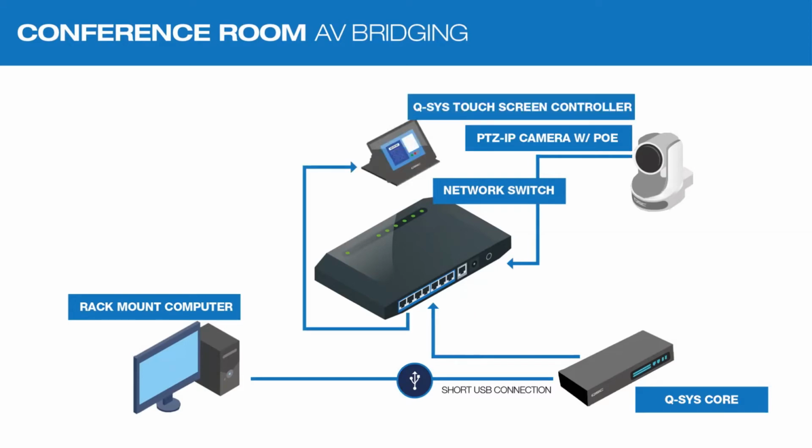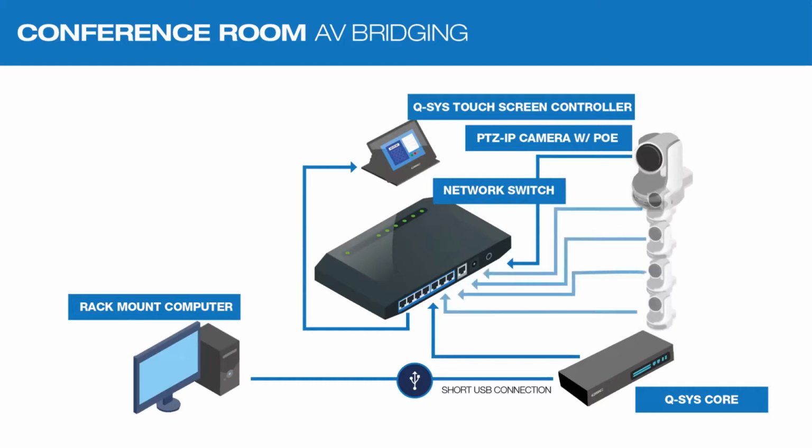Controlling the system, all you need to do is add a touch panel. Once again, one inexpensive network cable. You don't need a separate control system for this. The core is the control system. Just add the panel to the network and you can set it up.